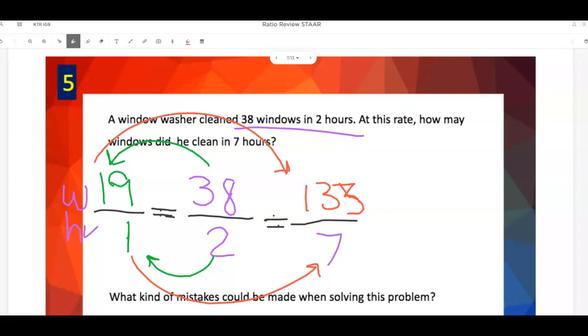Okay, I didn't record the beginning of this question, but basically, we set up a proportion of 38 over 2, and instead of going straight up to 7, we went down to 1 to get the unit rate. So we divided both by 2, and then we were able to multiply up to 7. So times 7 on the bottom, times 7 on the top to get to 133.